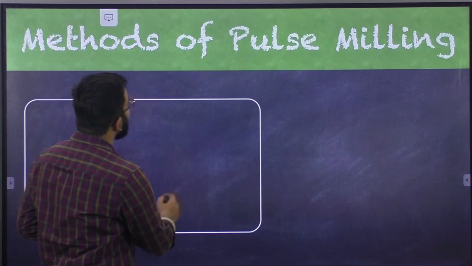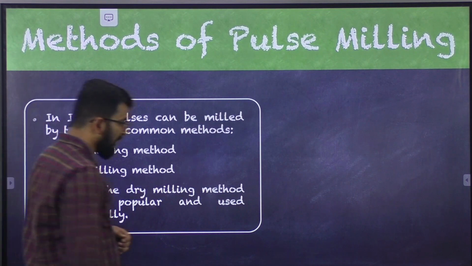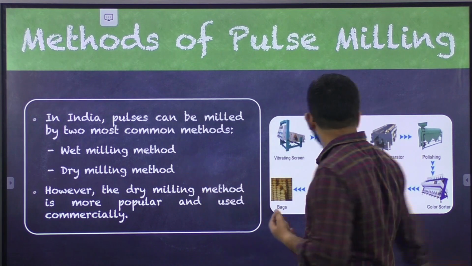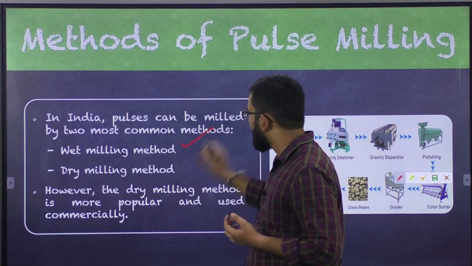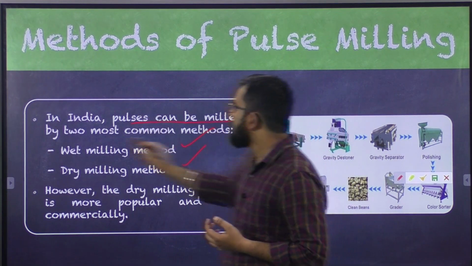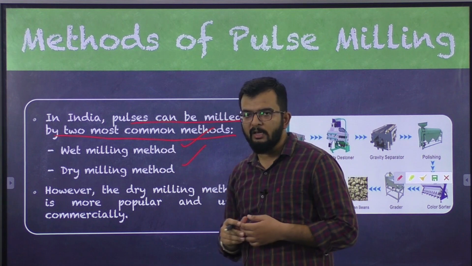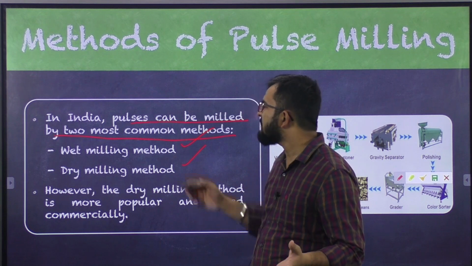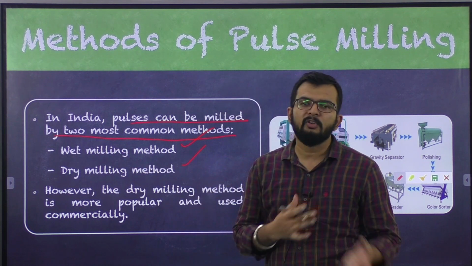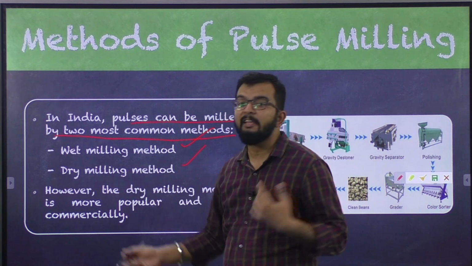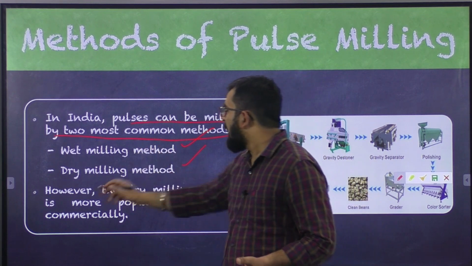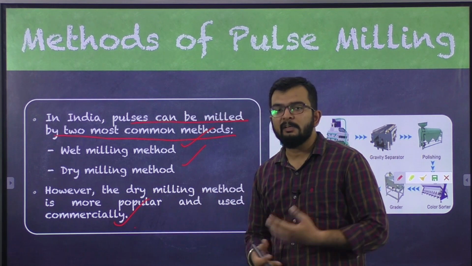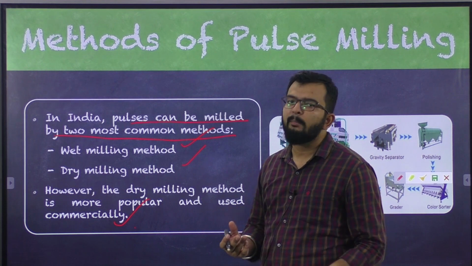Next we will see methods of pulse milling. Generally in pulse milling we have mainly two methods. First one is wet milling and the second one is dry milling. In India, pulses can be milled by these two most common methods. The basic difference between them is that in wet milling you use water for loosening of the husk or the hull, while in dry milling you use oil mostly. However, the dry milling method is more popular and is used commercially, because it yields a better quality milled product, or your pulses or dal.